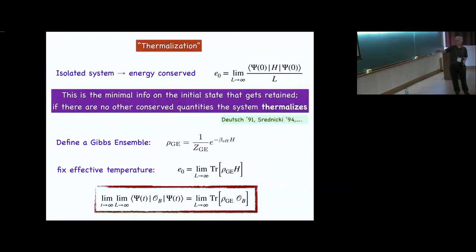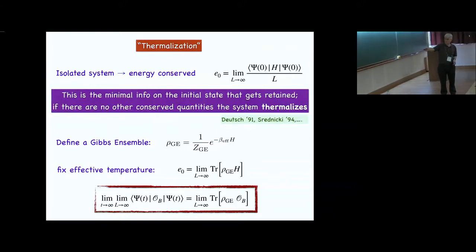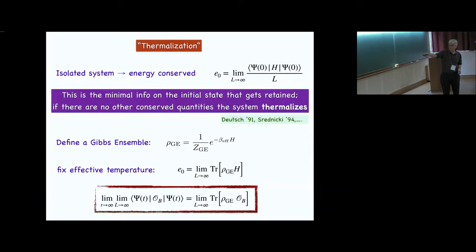Yes, there's a 1 over L missing here, as I said. So I look at the energy density. Yes, the global one. So once again, what I do is I construct the density matrix or the statistical ensemble for the entire system. It's a Gibbs ensemble.